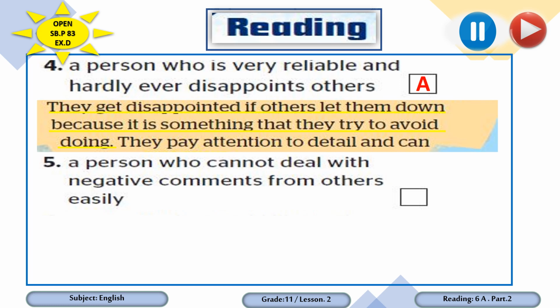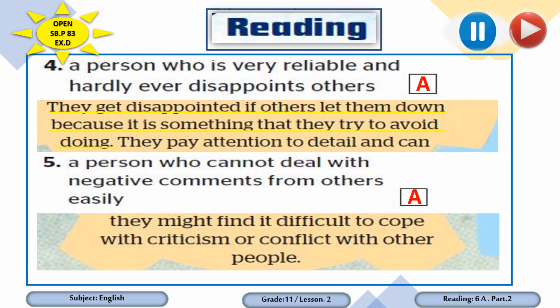Excellent. Number 5, a person who cannot deal with negative comments from others easily belongs to. Excellent. Also belongs to A, the keepers. We can find out here. The keepers might find it difficult to cope with criticism or conflict with other people. Excellent.